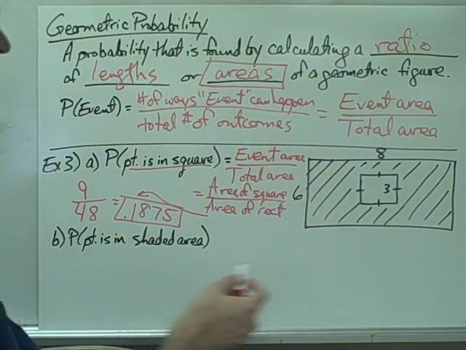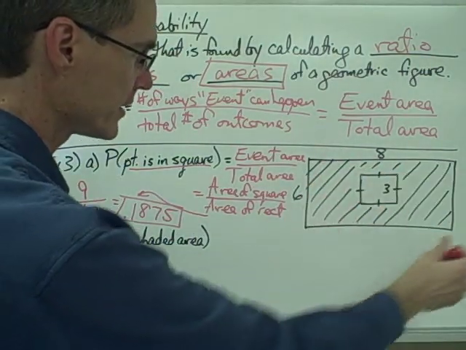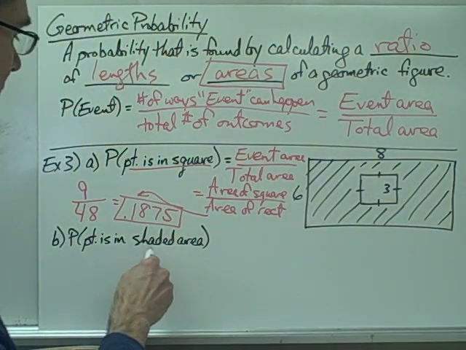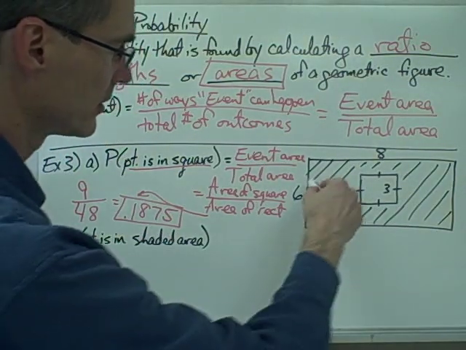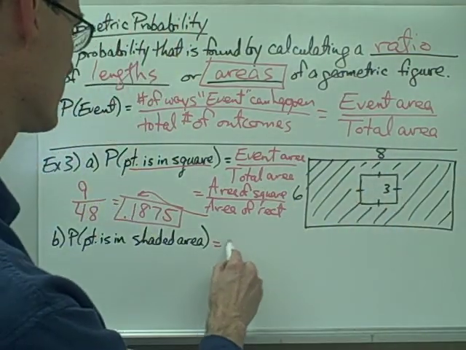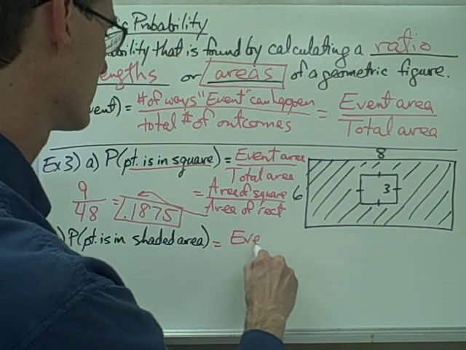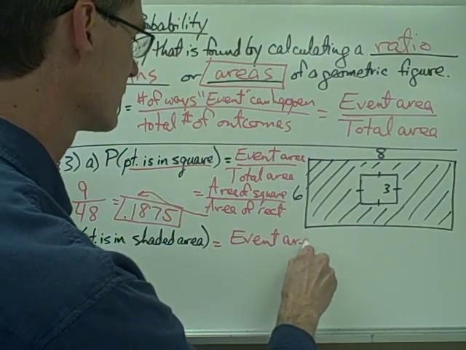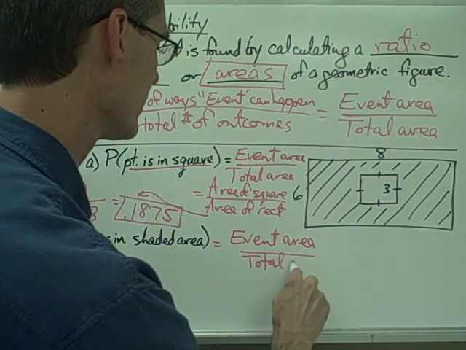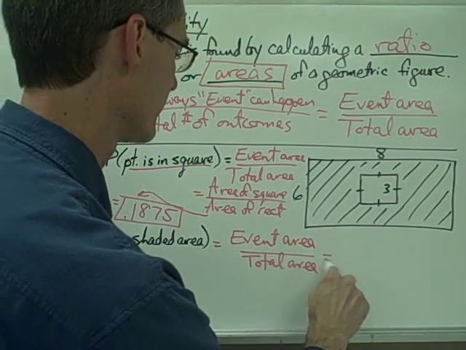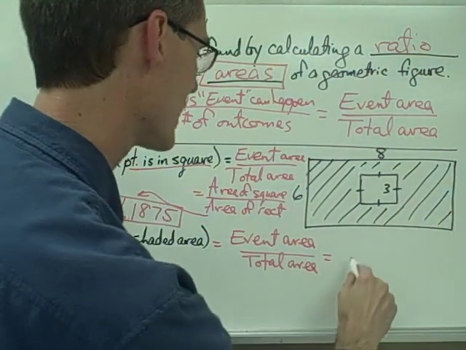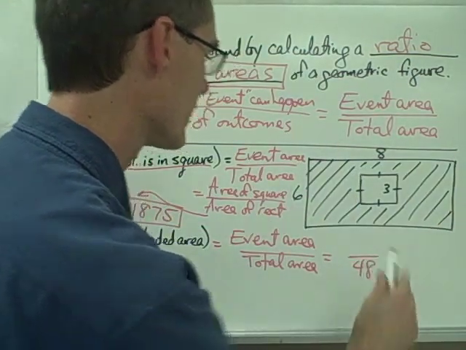Now, what's the probability that if I randomly choose a point somewhere in this rectangle, that point is going to be now in the shaded area? So all this part that's not the square. Well, once again, I'm going to use this same formula. I want the event area divided by the total area. My total area is going to be the same. It's the area of this rectangle, which is 48.